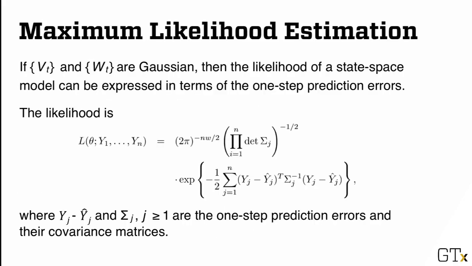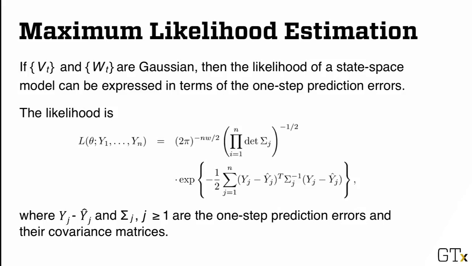The linear transformation matrix F and the transition matrix G are both unknown, and they need to be estimated. Other parameters in the state space model are the covariance matrices of the error processes Wt and Vt. The parameters in the state space model are estimated using maximum likelihood estimation under the assumption of normality. That is, the error processes Wt and Vt are assumed to be Gaussian processes.